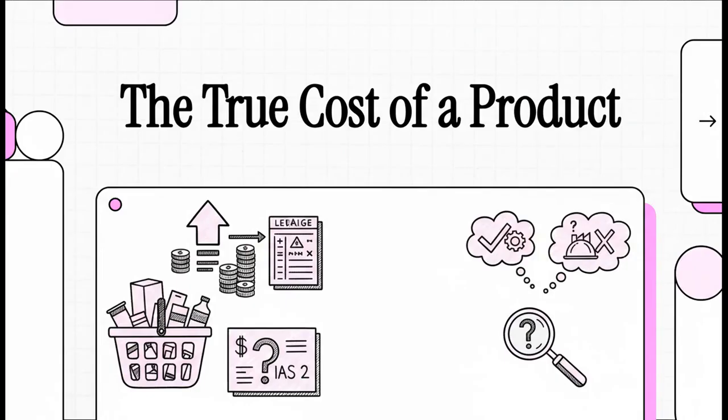Hey there and welcome. Have you ever picked up a product off a shelf and really thought about its true cost? I'm not talking about the price tag you see. I mean, what's the actual value that a company puts on its balance sheet? Well, today we're going to pull back the curtain on that. We're diving into the International Accounting Standard IAS 2 to figure out exactly what costs get included in the value of inventory and, just as importantly, what costs get kicked out.